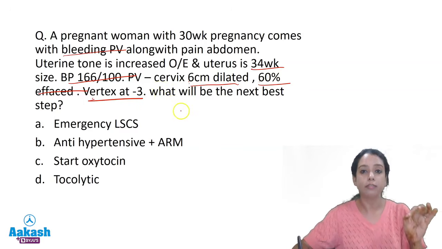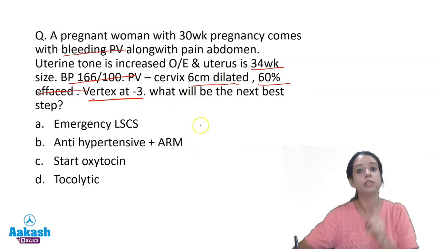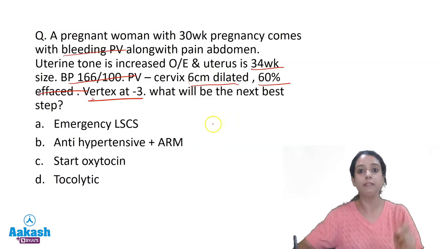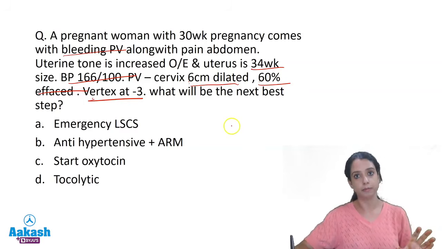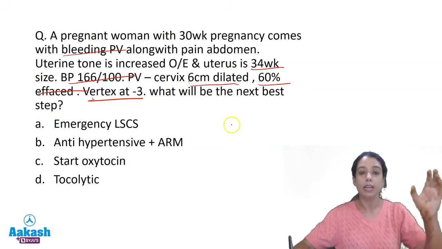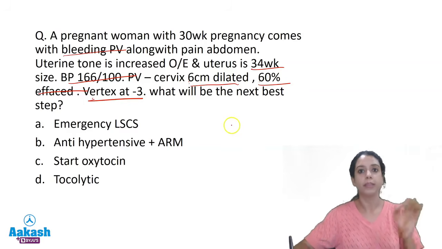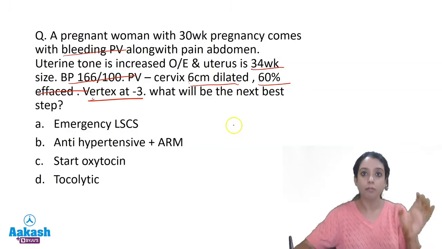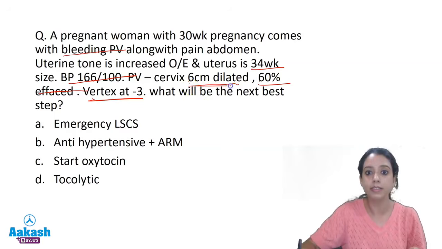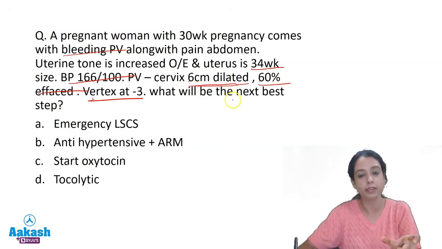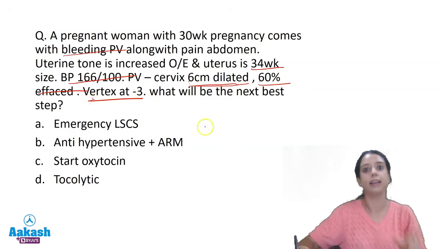Also, it is a case of abruption which can lead to sudden IUD. So, if the fetal heart is normal, you have to immediately deliver the baby. There are gradings of abruption. If the fetal heart is normal, your main aim is to deliver as soon as possible. Now, though the cervix is 6 centimeter, good dilation, the head is high.